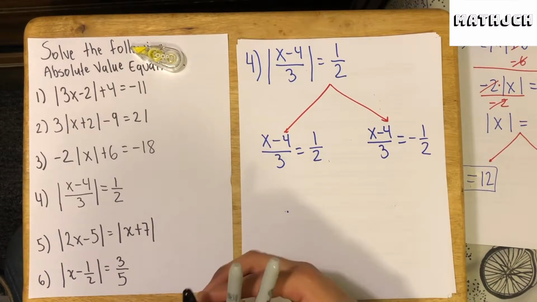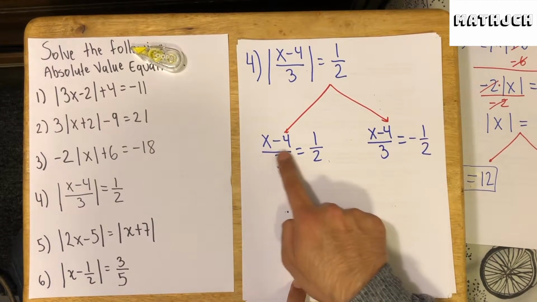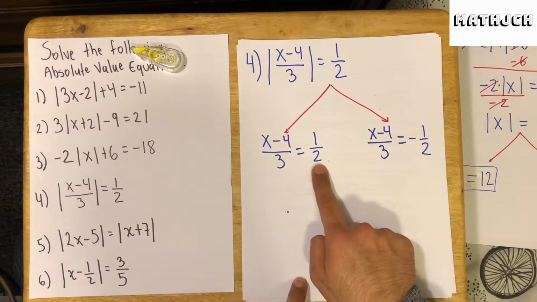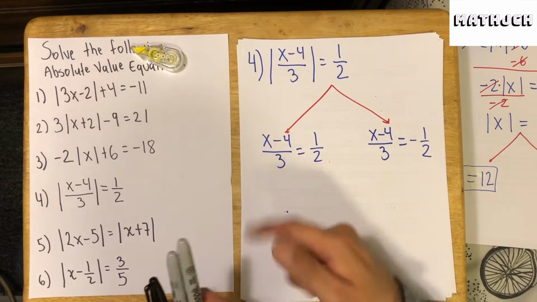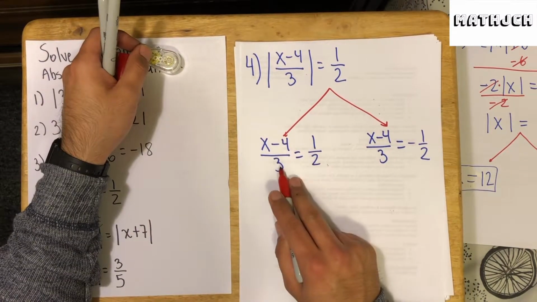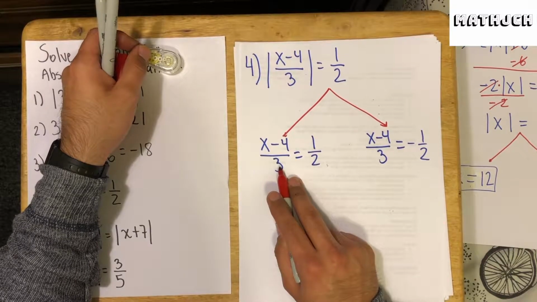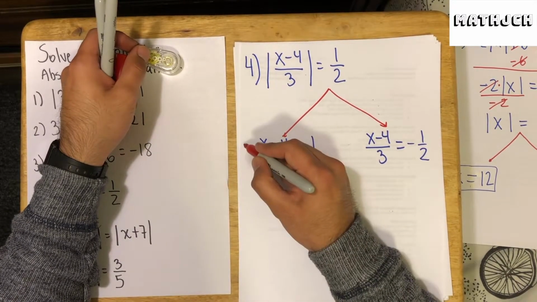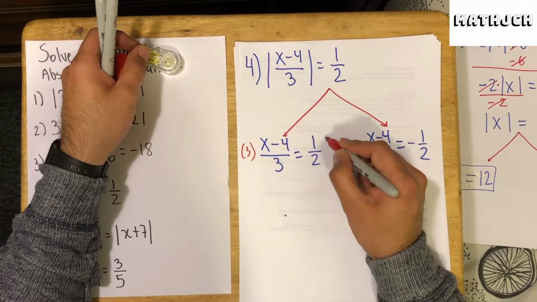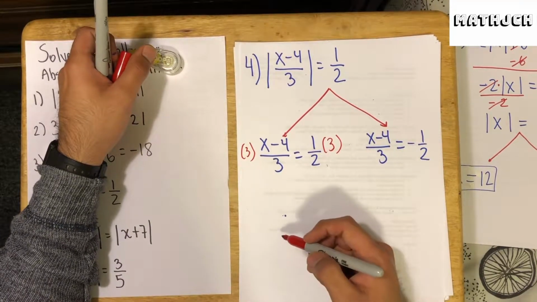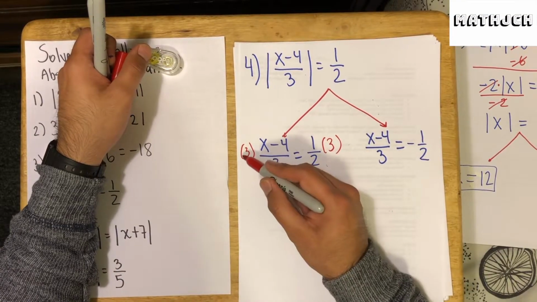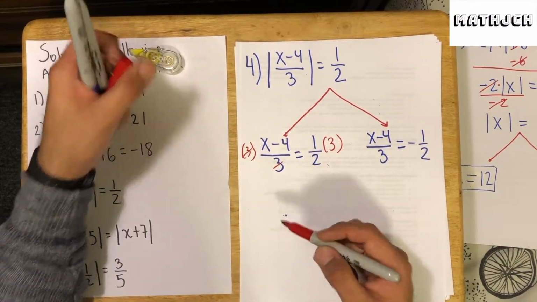For case number 1, notice that we have a fraction and a fraction here. Let's get rid of this 3 that is dividing x minus 4. To get rid of something that is dividing, we do the opposite. That means we're going to multiply both sides by 3. So multiply by 3 and multiply by 3 on both sides. That means these 3s will cancel.